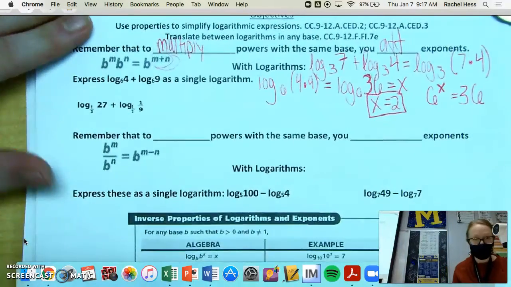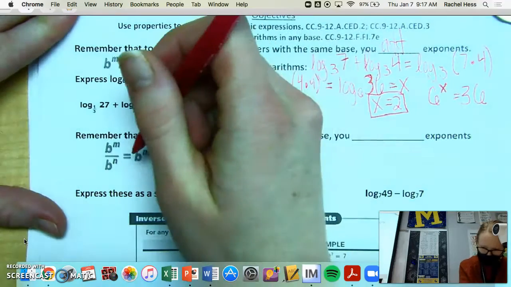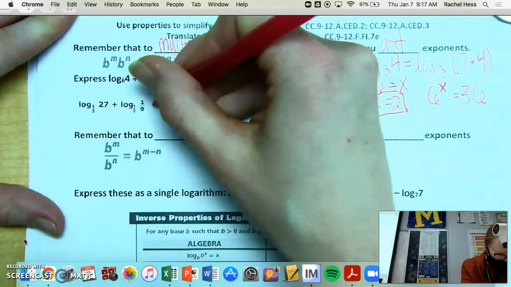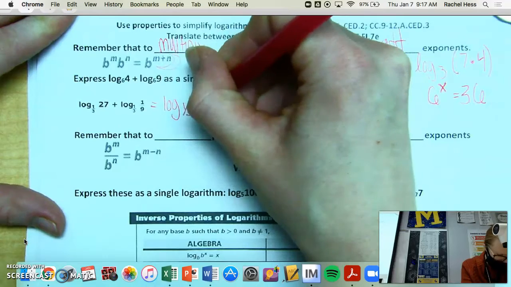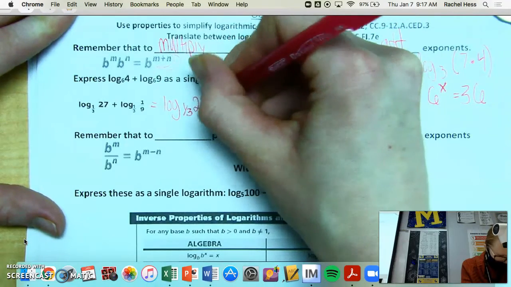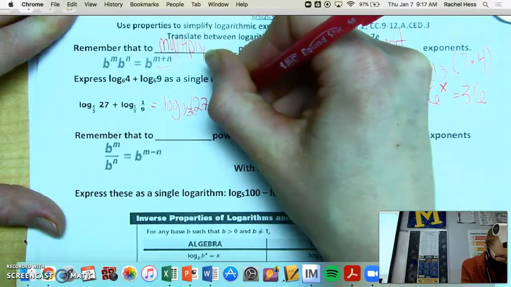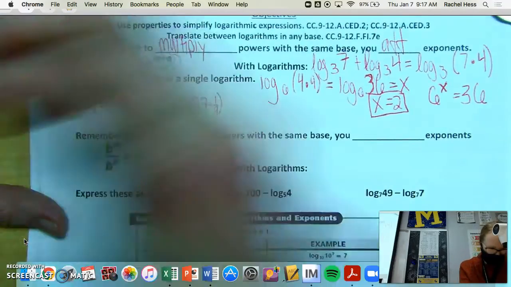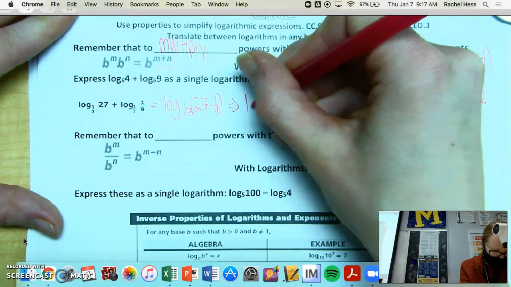I think this next one's a good one because it involves fractions. It'll be good practice with this idea of negative exponents here. But here, my base is 1/3. And in order to combine logarithmic expressions that are being added, I need to multiply what's on the inside. So 27 times 1/9 is 3, correct?